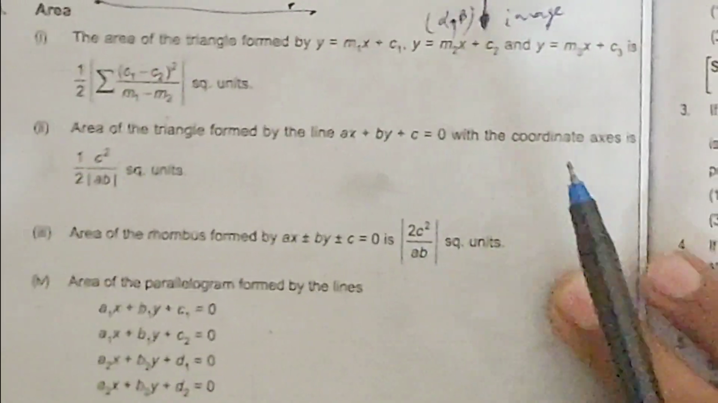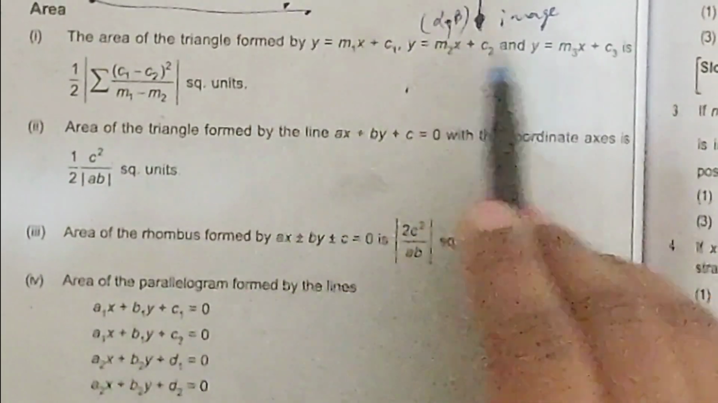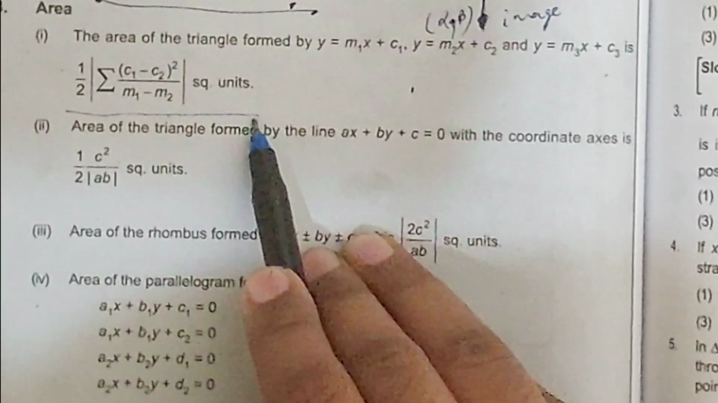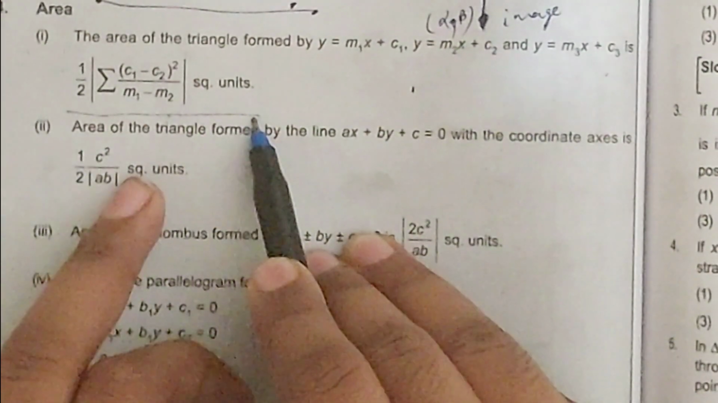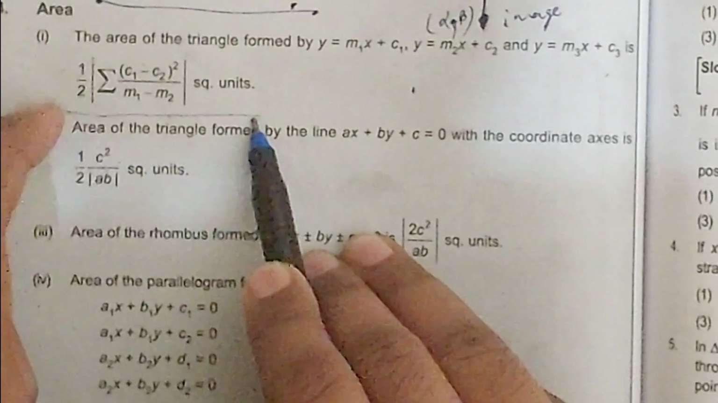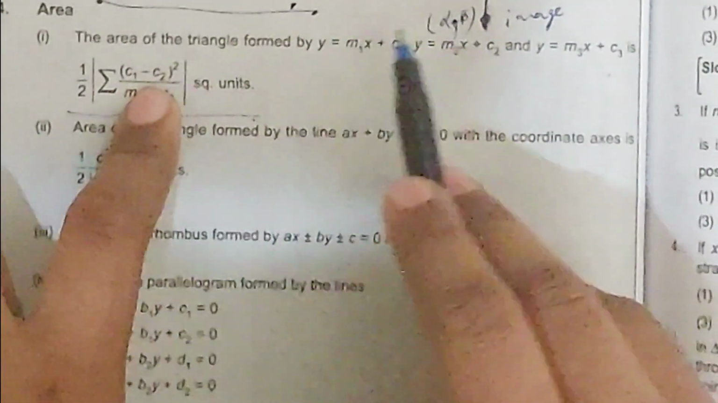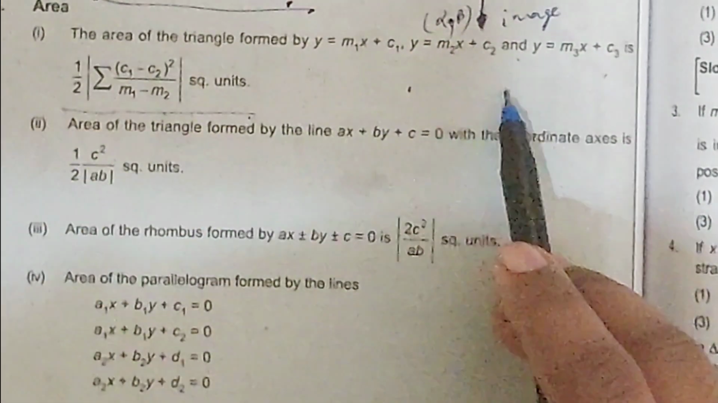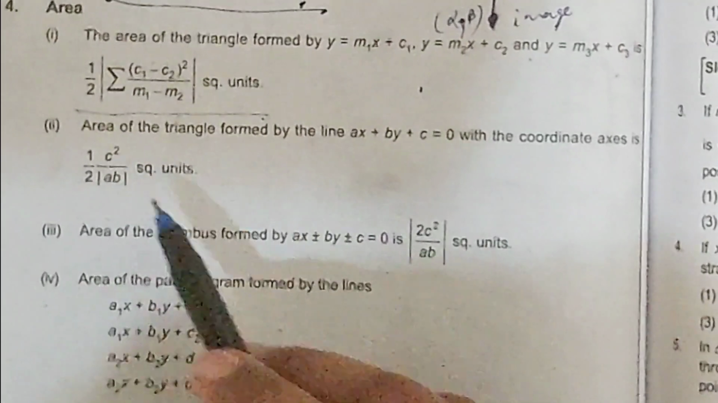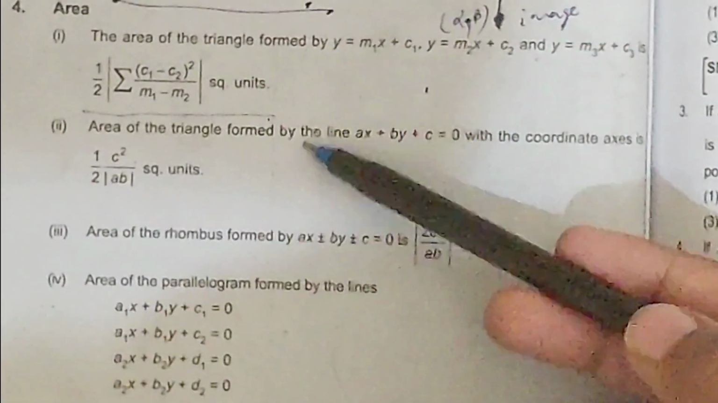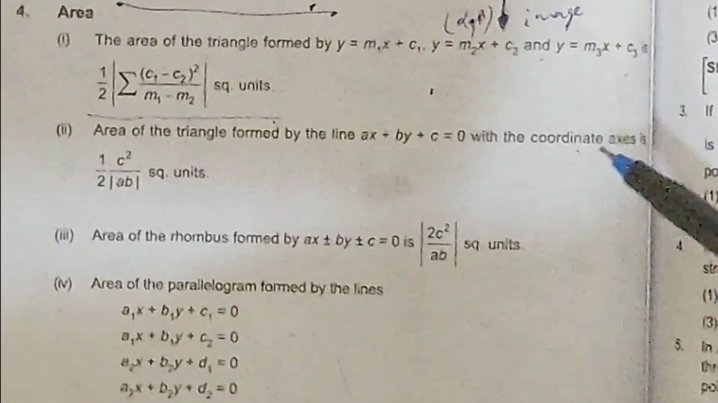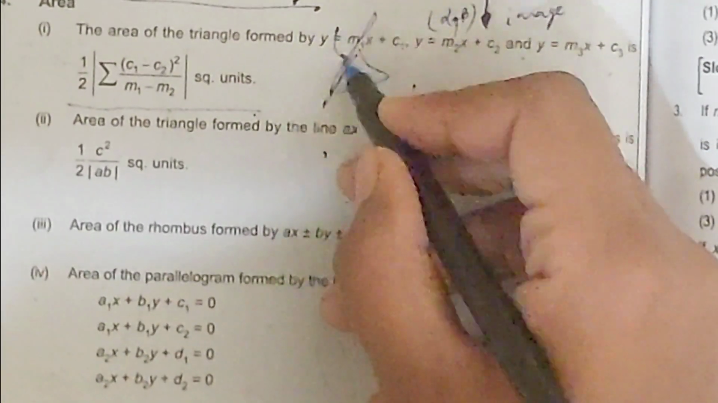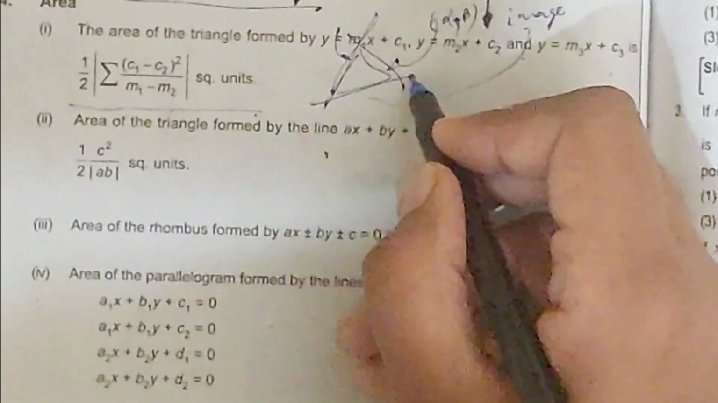Now we reach area. The area of the triangle formed by this line and this line can be represented using this, in square units. Very simple. It's mod, because area can never be negative, as you all know. So 1 upon 2, then c1 and c2, then c2 and c3, like that. You have to find the sum of it, and then you get this formula. The area of the triangle formed by these three lines, this line, this line, this line, you use this formula.